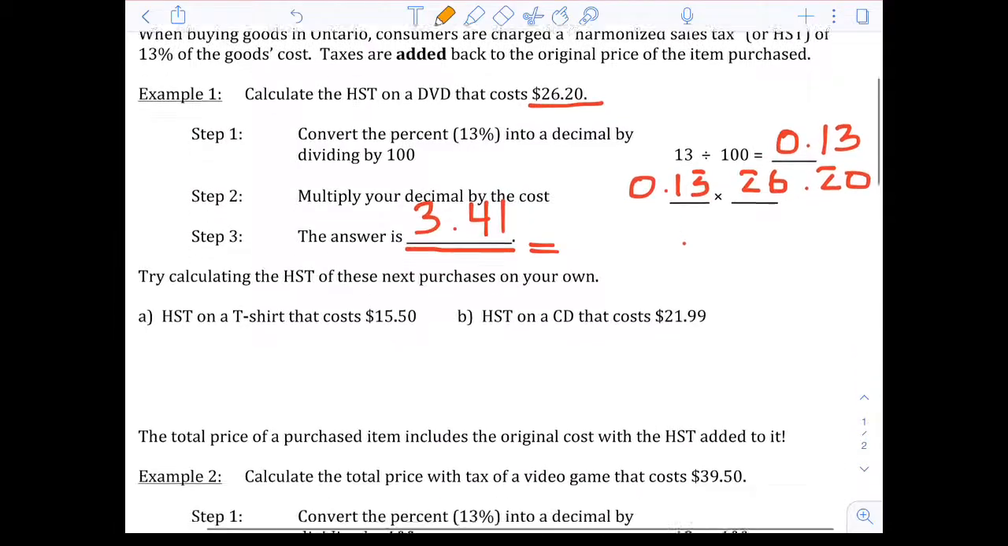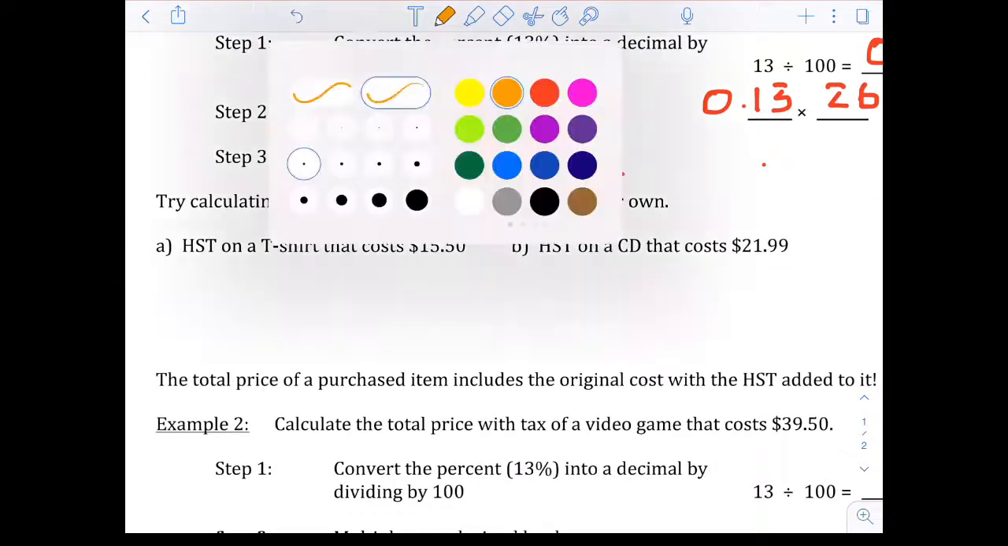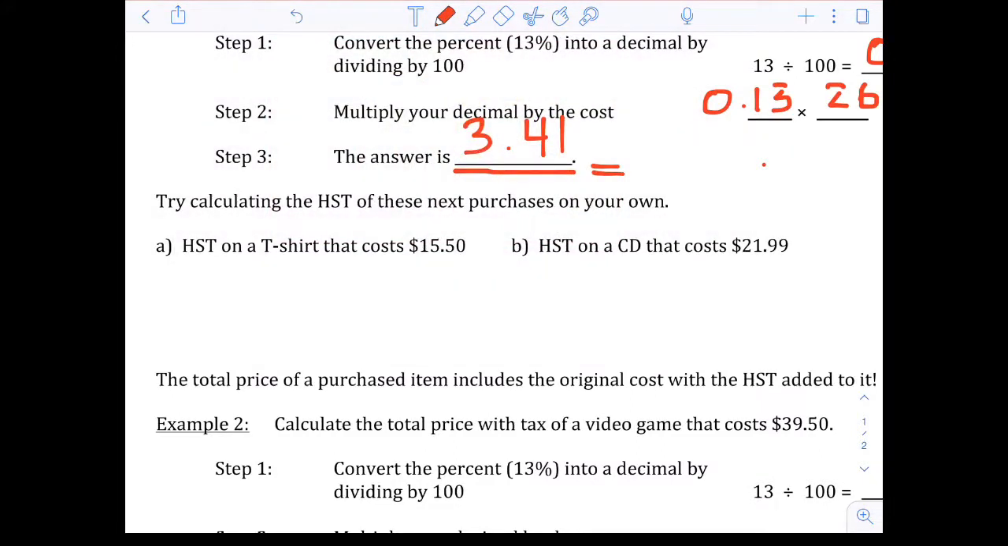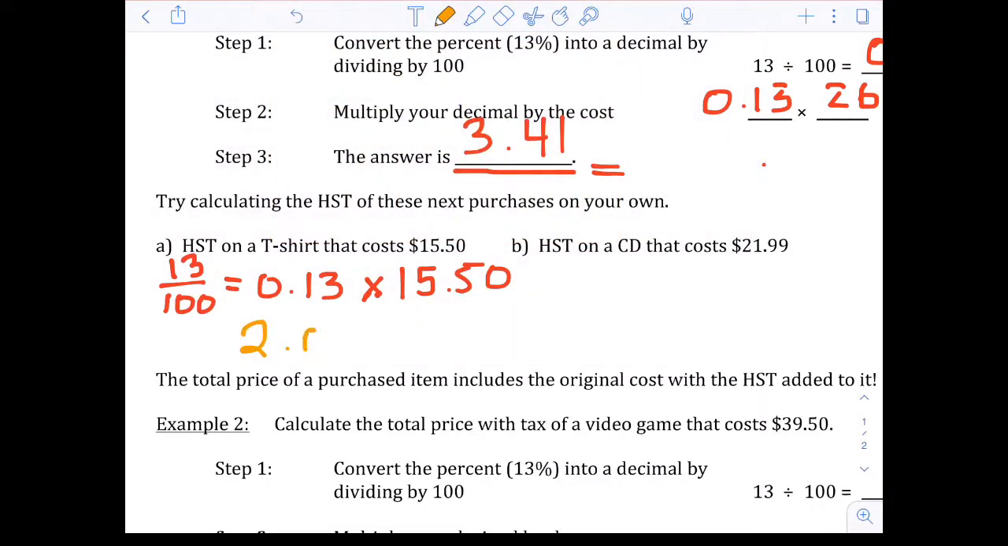So let's continue along here. Calculate the HST, well, that's 13%, on a shirt that costs $15.50. Well, I know HST is 13%, or 13 out of 100, which is 0.13. I'm going to multiply that by $15.50. When I put that into my calculator, 0.13 multiplied by $15.50, I find out that the tax is 2.015.